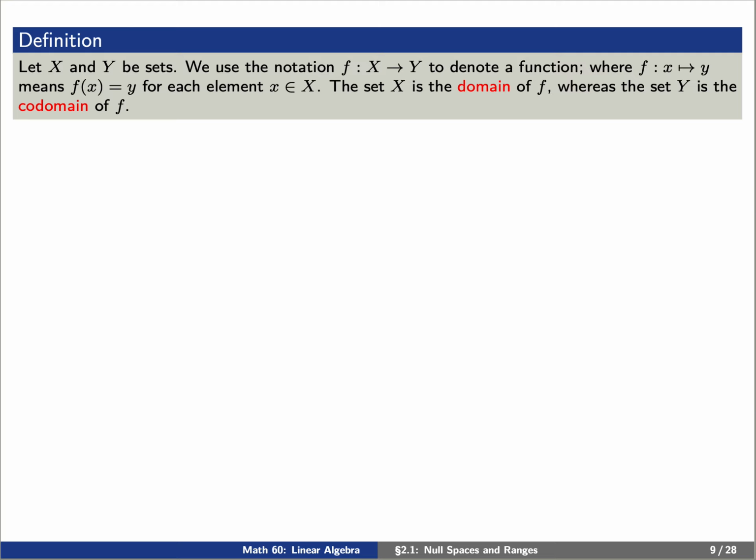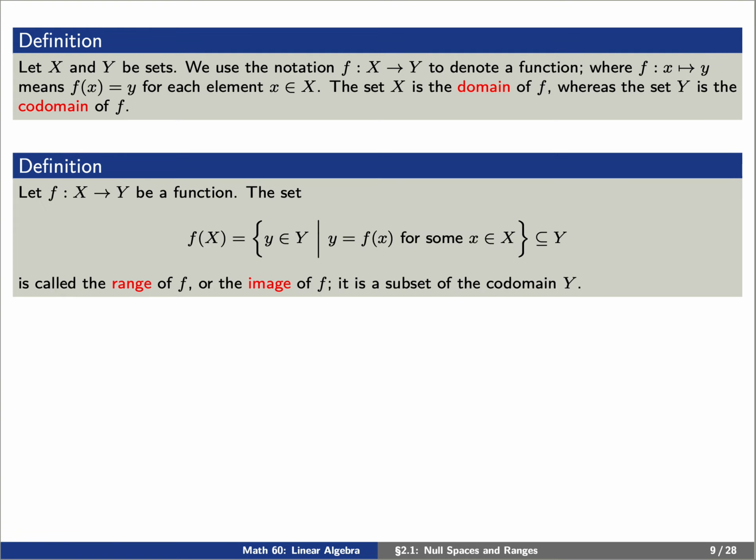Let X and Y be sets. We use the notation f: X → Y to denote a function, where f: x ↦ y means f(x) = y for each x in the set X. The set X is called the domain of f, whereas the set Y is called the codomain of f.